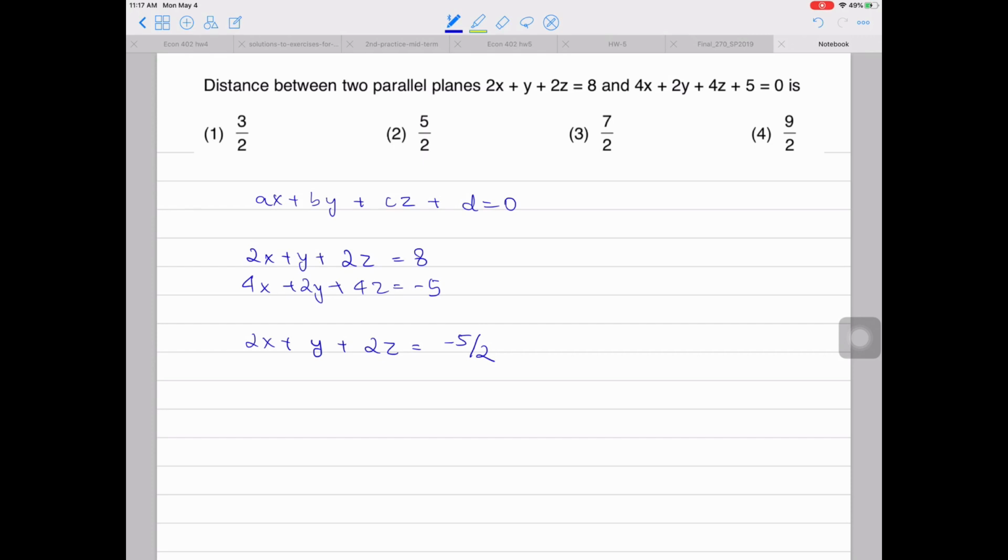So we have two equations with exactly the same values of a, b and c and different values of d, and we need to find the distance between these two planes, and we know that that is minus 8 minus 5 over 2, over under root a squared plus b squared plus c squared, which is 2 squared plus 1 squared plus 2 squared. So this leaves us with 7 over 2. So the correct answer for this is option 3, 7 by 2.